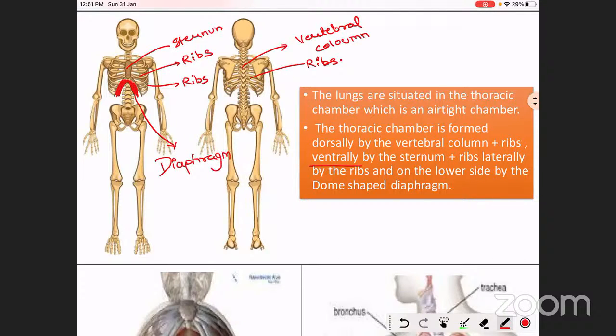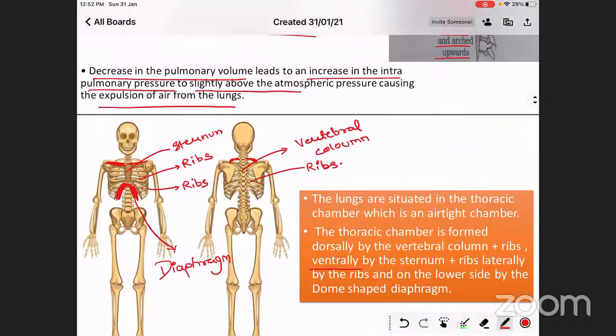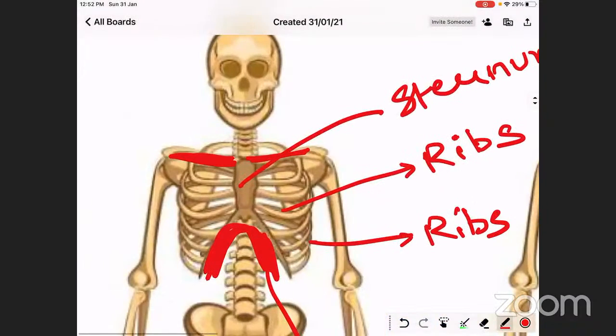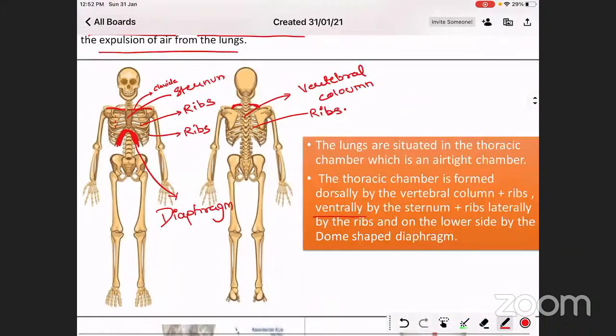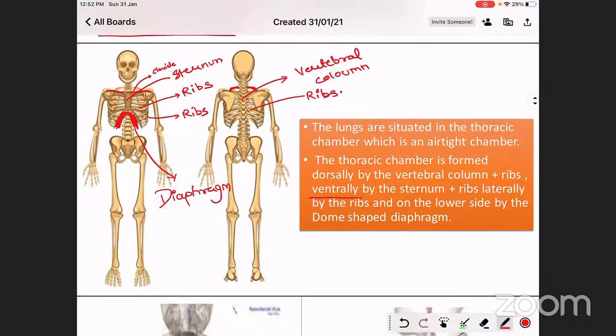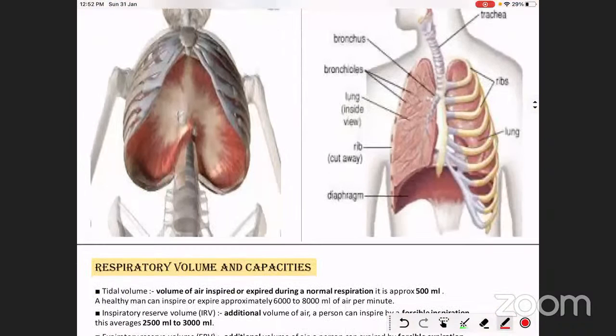And the superior wall: these are the bones which you can see here. These are the ribs up to here, but these are the collar bones. These form the superior boundary of your thoracic chamber, and they are called the clavicle bones. We have already learned this in your 11th class. So this is the thoracic chamber, and this is the diaphragm.